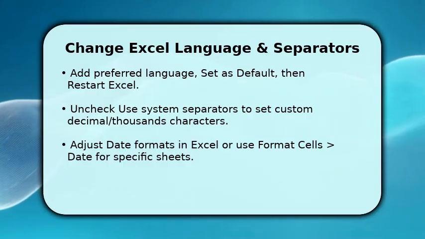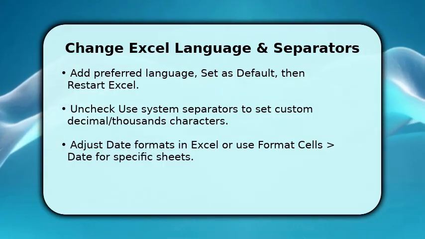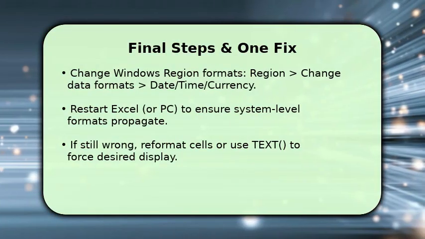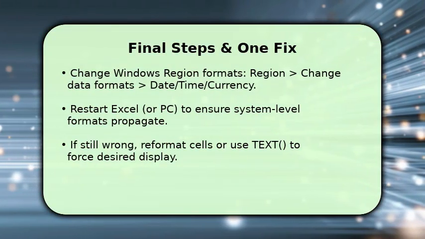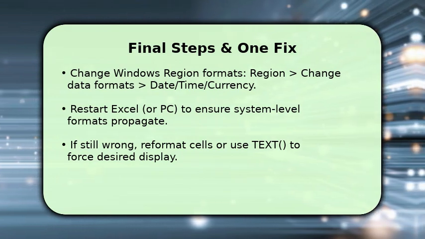Once done, select Sample Cells and use Home Number Format or Format Cells Date to apply a specific date format so your content shows. Finish by changing Windows region formats. Open Region Settings, choose your region, then change data formats to set short/long date, time, and currency patterns.